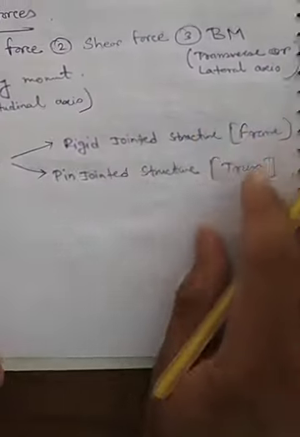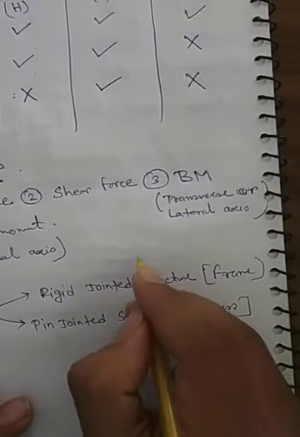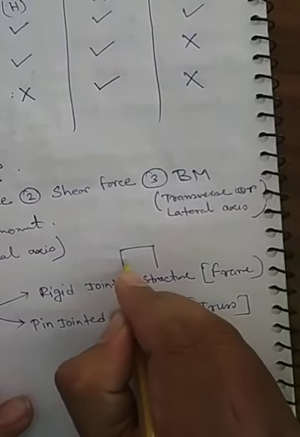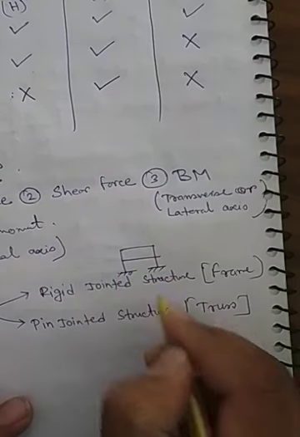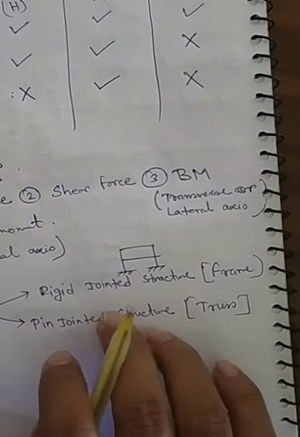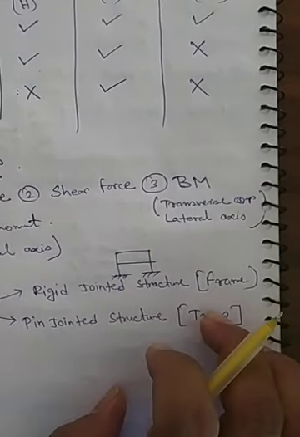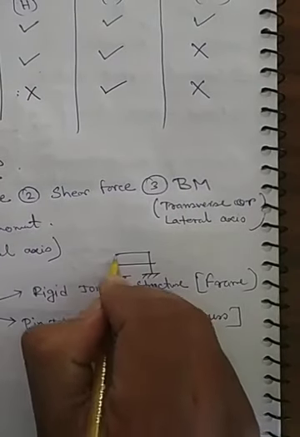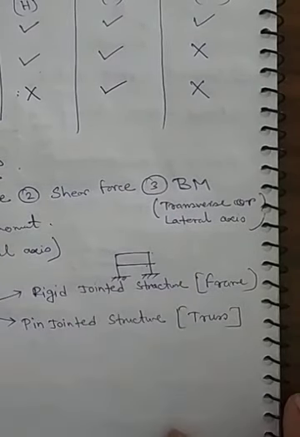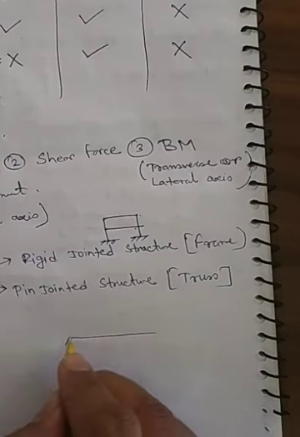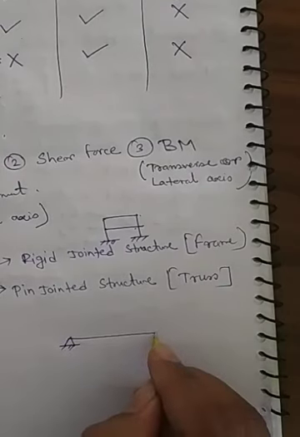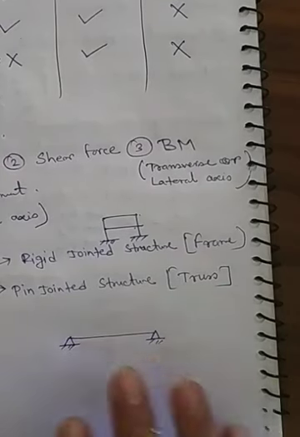So a frame is like this. Take this as fixed support. This is a hinge. This is a rigid jointed structure. All the joints are rigid, that's why this is a rigid jointed structure. And a truss looks like this, with a hinge support.